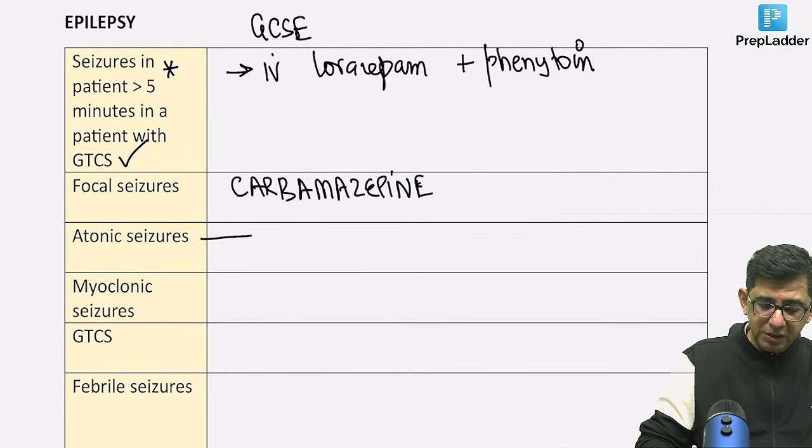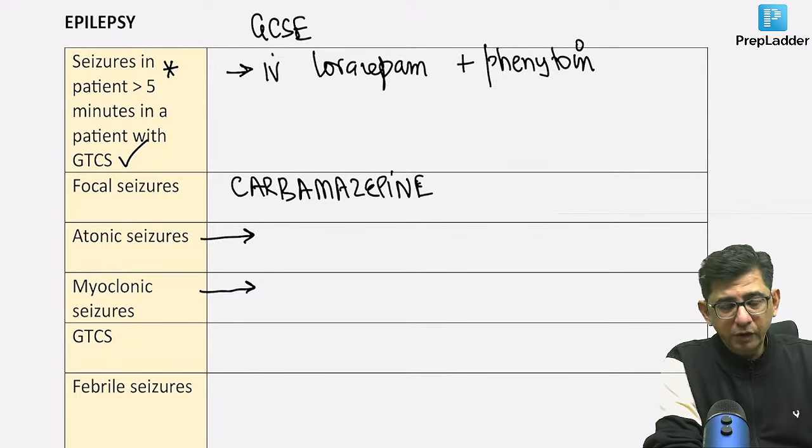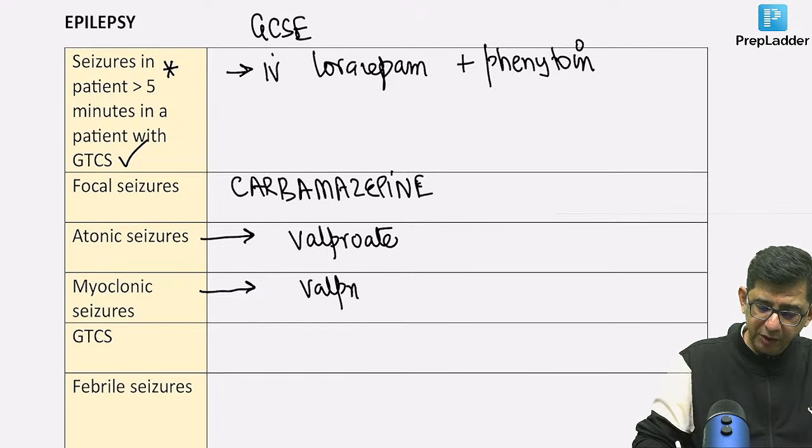Fine, atonic seizures, drug of choice, please. In atonic seizures, unlike GTCS, the tone will become lesser. Like in GTCS, there's a tonic phase followed by clonic phase. Here, no, it is not ethosuximide. The drug would be sodium valproate only. The answer for both is valproate. Atonic seizure and myoclonic seizure, it is always going to be sodium valproate.